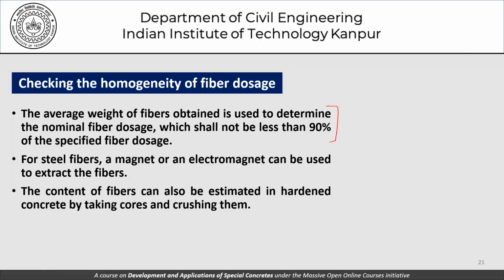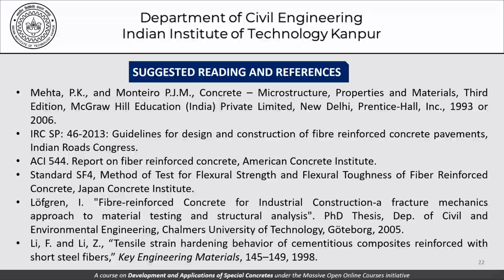The content of fibers can also be estimated in hardened concrete by taking cores and crushing them. So there are different ways of handling it, but the fact remains that it needs to be handled. We need to determine the amount of fibers actually present in the concrete. With this, we come to an end of our discussion today in terms of the properties of fresh concrete as far as fiber reinforced concrete is concerned.